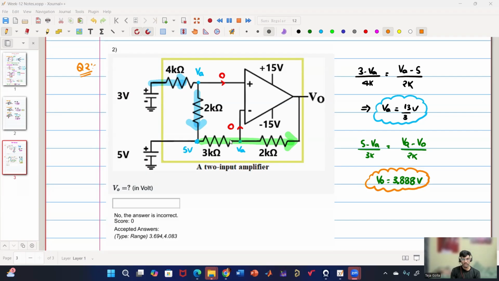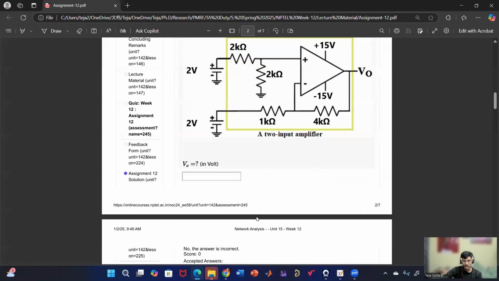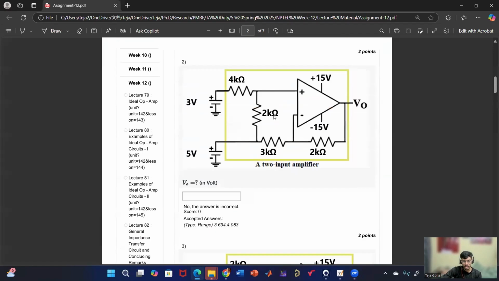Any doubts until this point in these two questions? Okay. If we see this problem, it becomes much simpler because now this voltage is easily obtained. It is 1 volt, right? Because this is a resistor divider. Here it is connected here, so here it is 1 volt. Here it is 1 volt. So you just apply KCL here and then solve. This problem is much simpler compared to this.